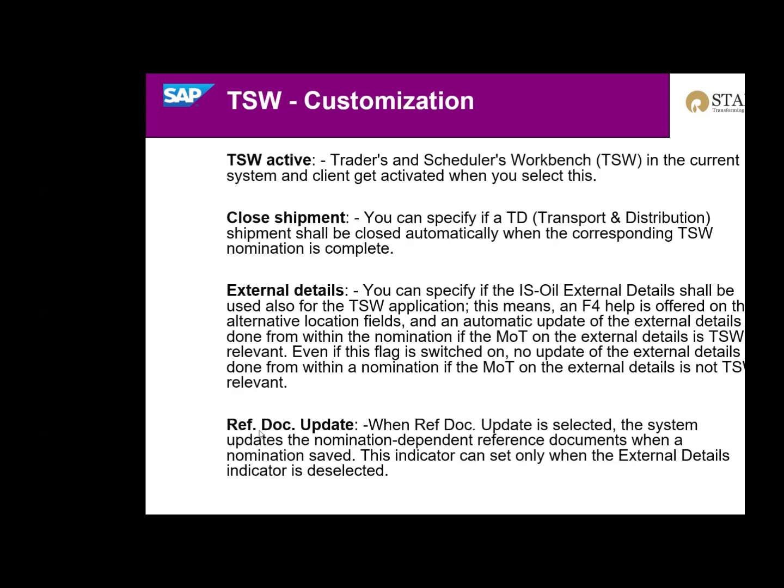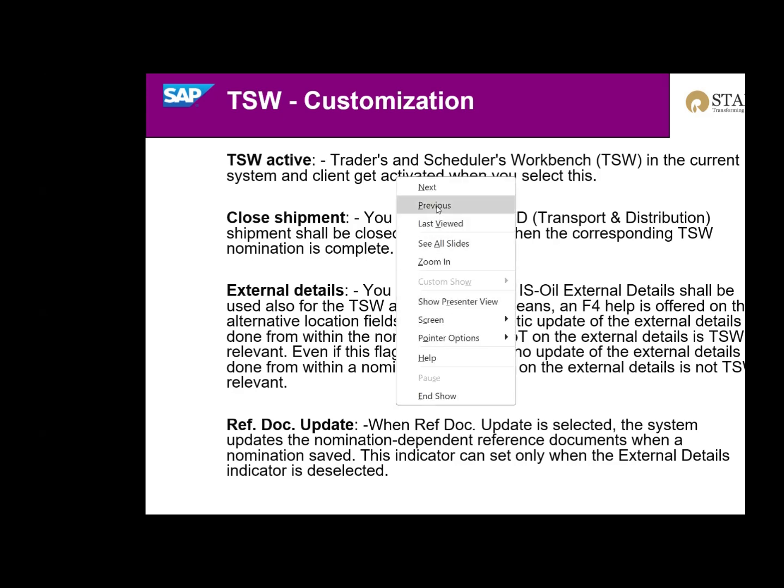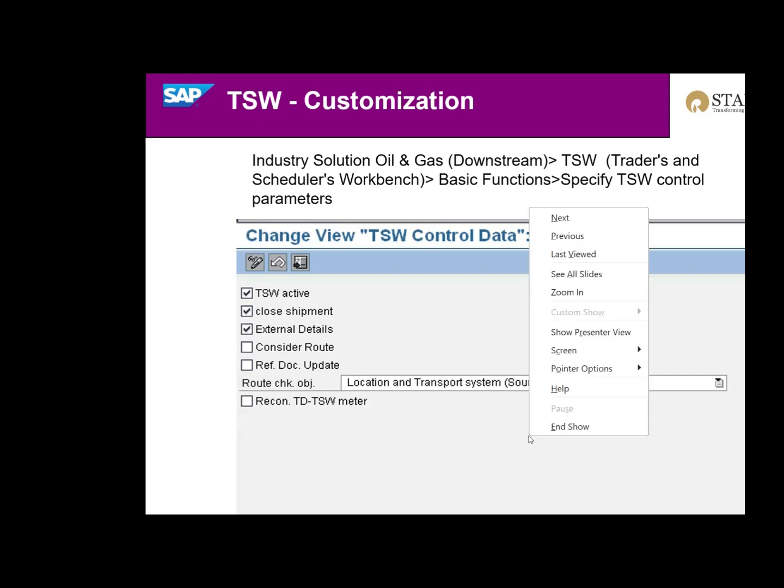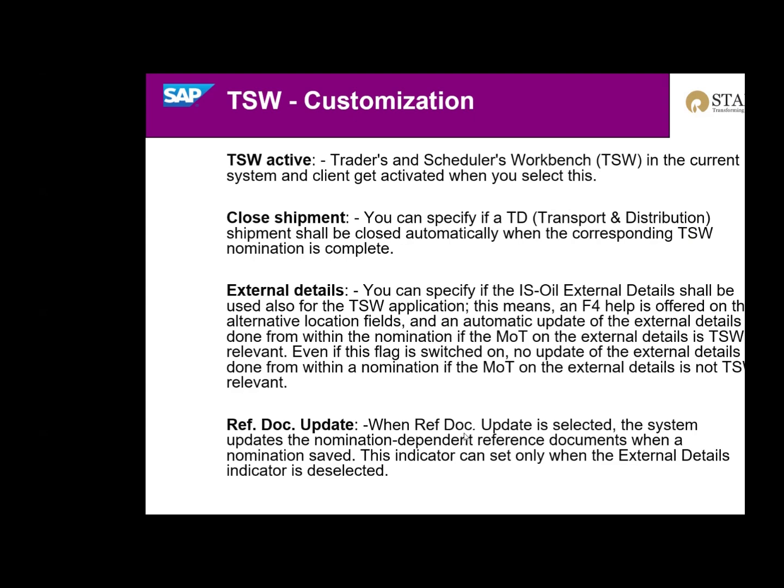Then there is one more customization, reference document update, which we have seen. Reference document update. When reference document is selected, the system updates the nomination dependent reference documents when a nomination is saved. This indicator can be set only with the external detail indicator deselected.